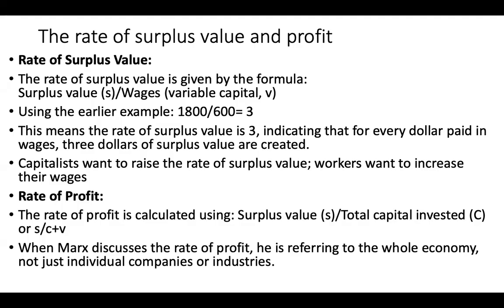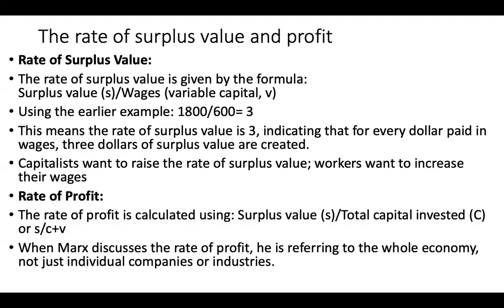All right, so basically you divide 1,800 by 6, you get 3. So that means that the rate of surplus value is 3, indicating that for every dollar paid in wages, $3 of surplus value are created, which is kind of a lot. That's basically about 300%.